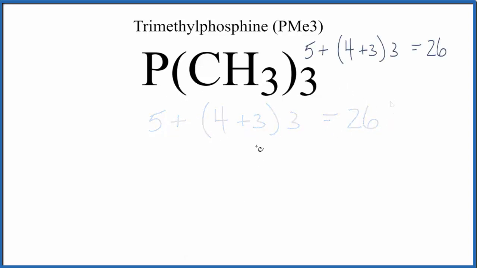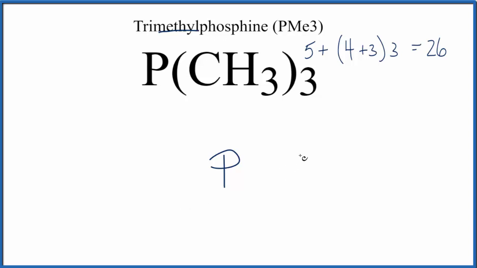Lewis structure. So we'll put the phosphorus atom at the center of the Lewis structure. And then this 3 means we have 3 of these CH3s. These are the methyl groups. When you see the methyl up here, this is the methyl group. So we have 3 of them. So let's put those 3 around the phosphorus atom.